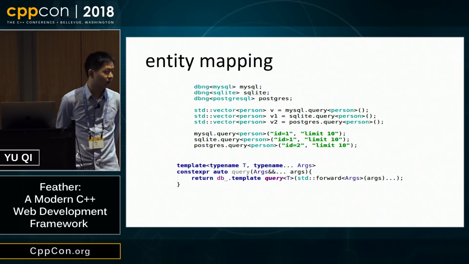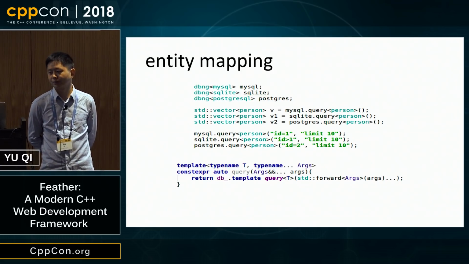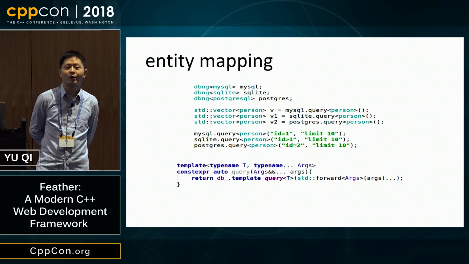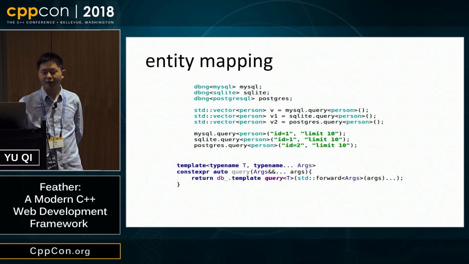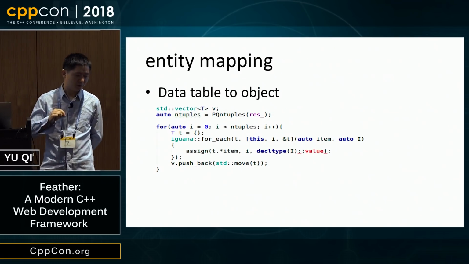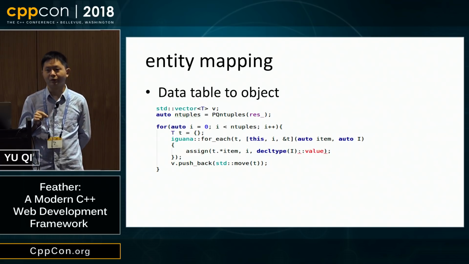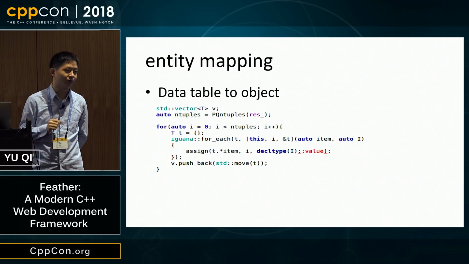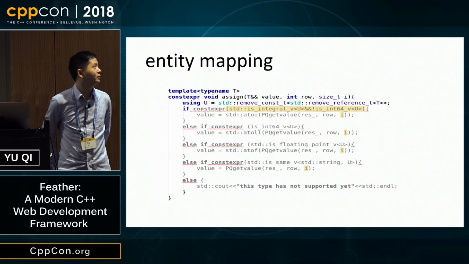Now, let's talk about how to map table data to objects. For example, we can query the data table. The idea is similar. Utilize reflection to iterate over each of the struct fields and assign the table data to the field. This is the assign code.